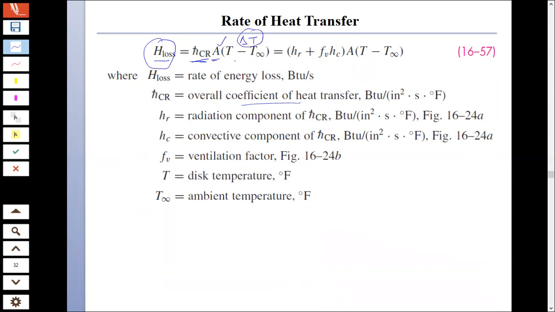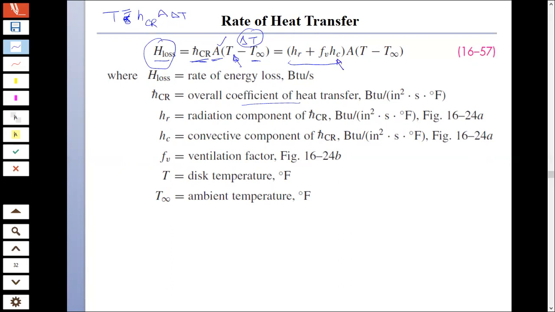Since the amount of heat loss is proportional to the area times the temperature difference, right? So the temperature difference is any temperature T minus the ambient temperature, that is going to be the effective temperature difference for the heat transfer. So that times area, and if we replace the proportionality by equality, we put HCR instead, and that will be equal to HCR A times delta T, right? So now we can also write this HCR as HR plus FVHC.